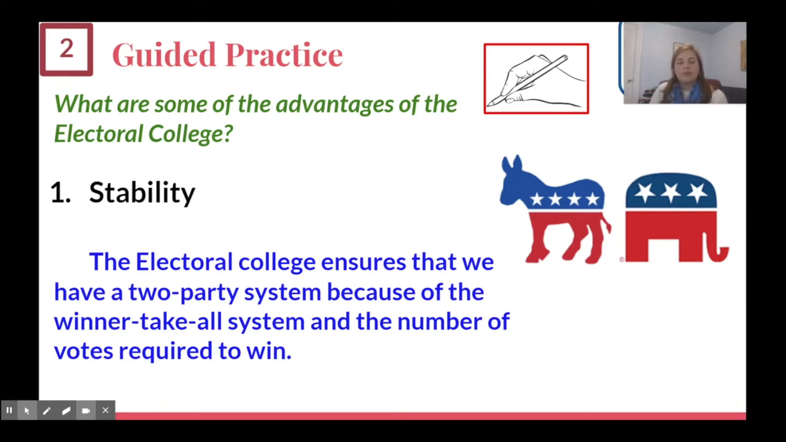So because of that, we've had a really stable political system for over 200 years with our two main political parties, the Democratic and Republican Party, lasting for a really long time and enduring. So we don't have really wild swings in power and a fight between a lot of different parties. We just have those two. So our political system is really stable because of that.